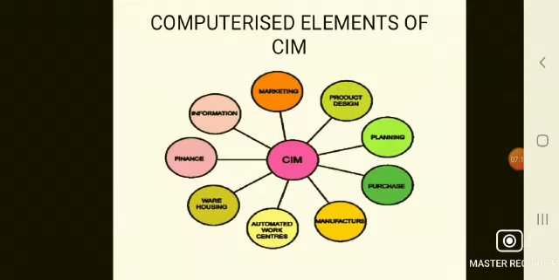Here in CIM, what are the elements which are involved for manufacturing a particular product? First, marketing, then product design, planning, purchasing, manufacturing, automated work centers, warehouse, finance and information. These are the elements which are involved in the CIM system.